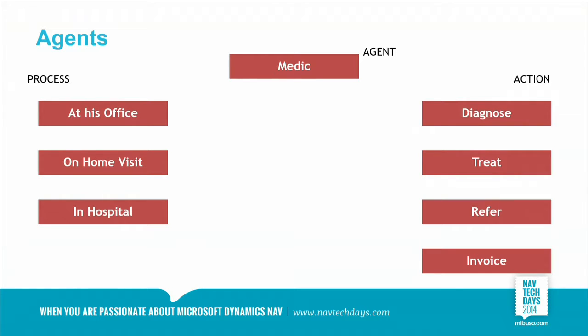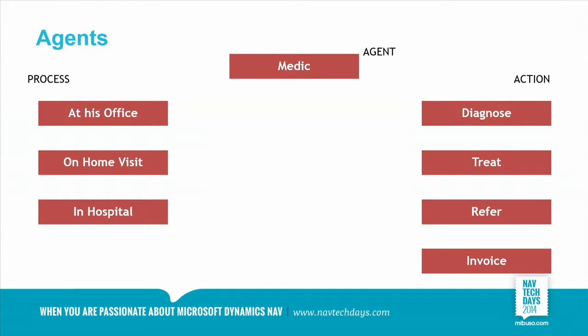Now, agents, that's probably something that you haven't really thought about a lot, at least maybe not all of you. I have prepared an example of a medic, and you may think of him as being a vendor, but just think of the business content first. You have a person, which I call an agent, and he has several actions that he does, and they are defined. A medic can diagnose, he can treat, he can refer you to a different medic, and he will also probably invoice you. And he does this in several processes, in several contexts. You may think of them as document types or whatever, but they are like processes. Like he does that at his office, he does that on home visit, and he does that in the hospital.